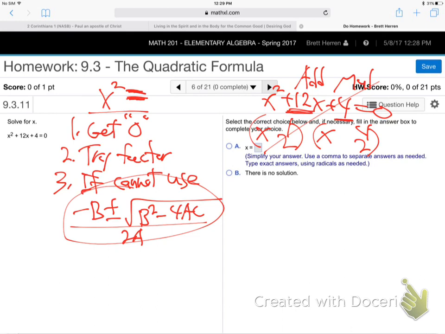Remember, a, b, and c are the numbers. What's a on this one? 1. Yeah, remember it's the numbers. So a is 1, b is 12, c is 4. Remember, it's just the numbers, it's not the x's, right? A, b, and c are just the numbers in your problem, 1, 12, and 4. Negative 12 plus or minus the square root of 144 minus 16, over 2.